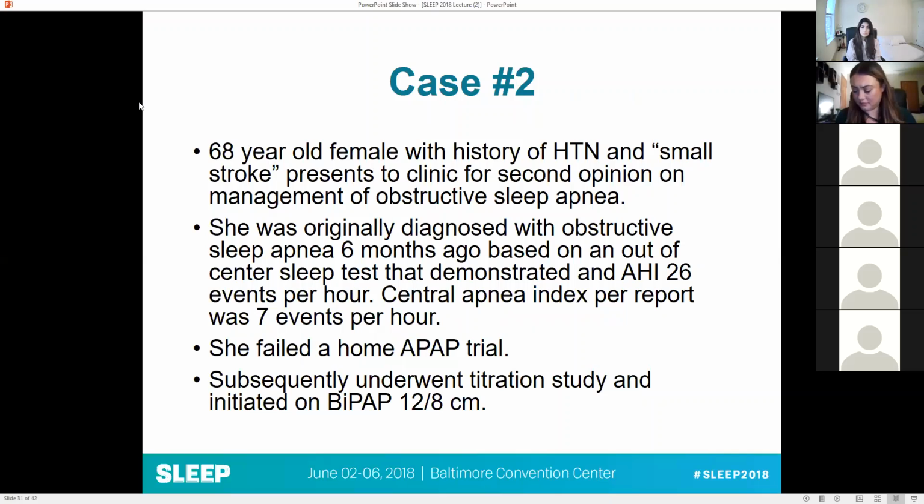So now we have a 68-year-old patient with a history of hypertension and small stroke coming in for a second opinion of management of obstructive apnea. She was originally diagnosed with OSA 6 months ago based on an out-of-center sleep test that showed an AHI of 26. The central apnea index was 7. She was prescribed an auto CPAP trial at home, didn't do well. Subsequently underwent a titration study and was initiated on BiPAP at 12/8.